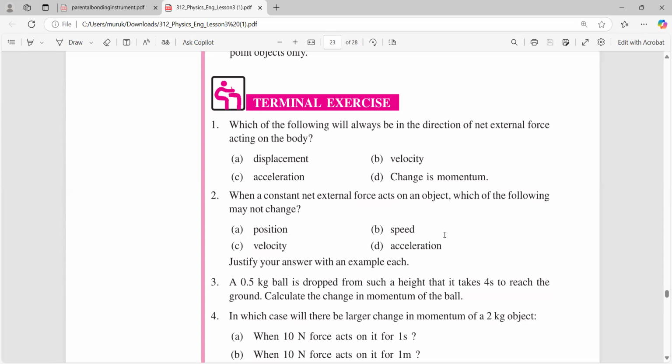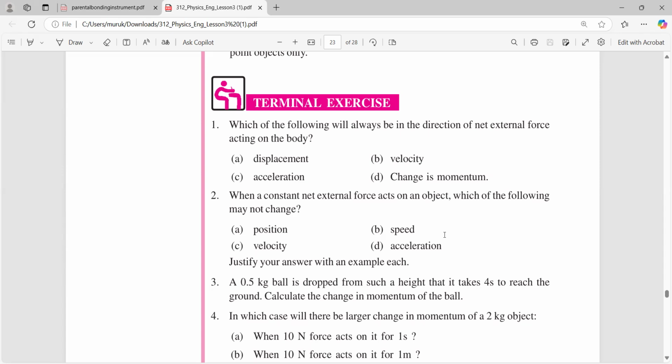Next question is, when a constant net external force acts on an object, which of the following may not change? Justify your answer with an example. Let us take an example of circular motion with constant speed. The direction of velocity will change, but the speed will be constant. This change in direction is due to acceleration. So we can say that the option is speed.